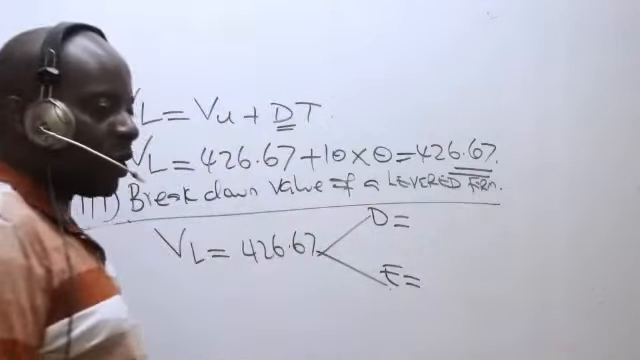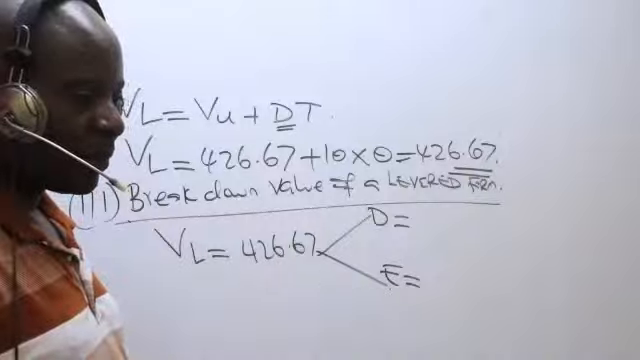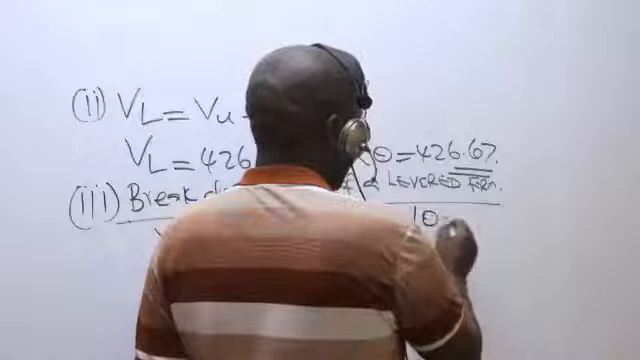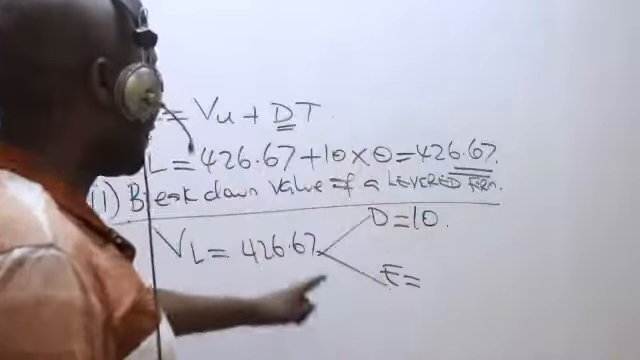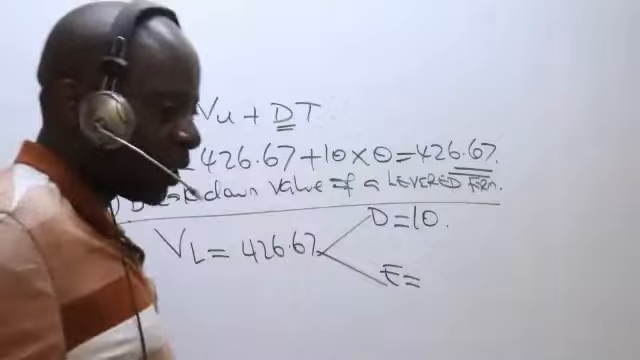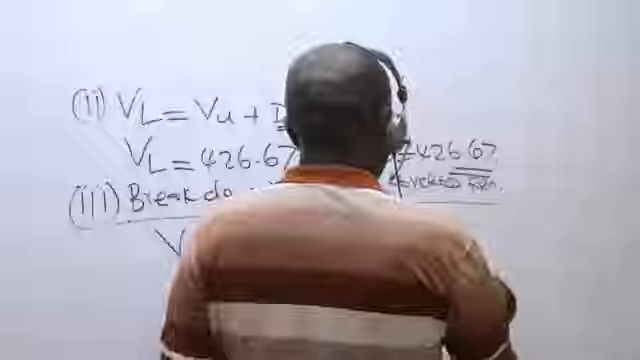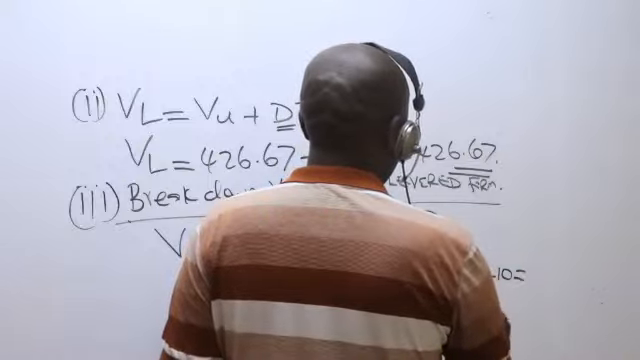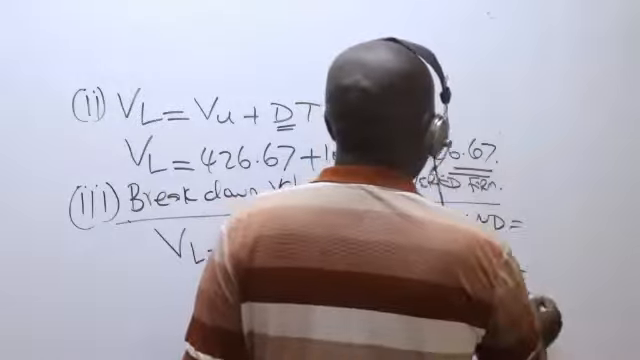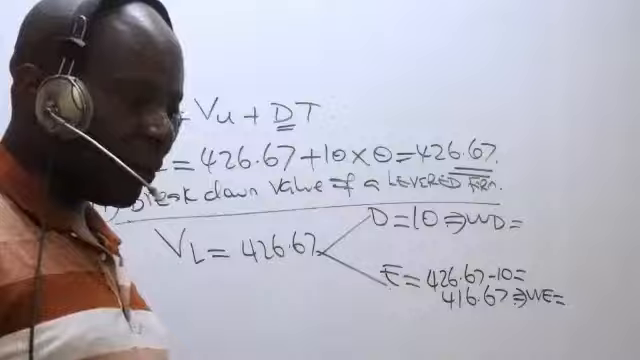What is the amount of debt in this question? What is debt? Debt is 10, isn't it? Debt is 10. And if debt is 10, and this is the total value, then what will be the equity value? 416.67, isn't it? Because the two must add up to 426.67. So equity will be 426.67 minus 10. So abracadabra, please go ahead and give us the weights.